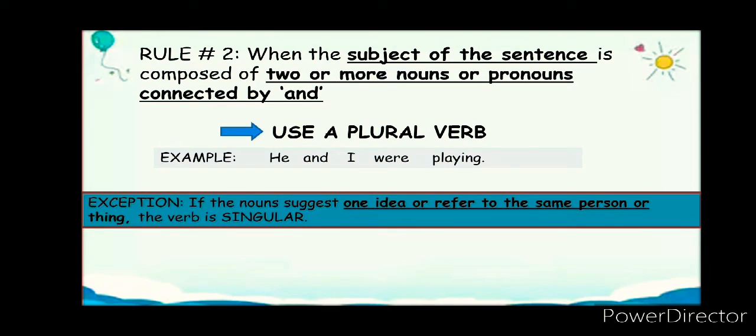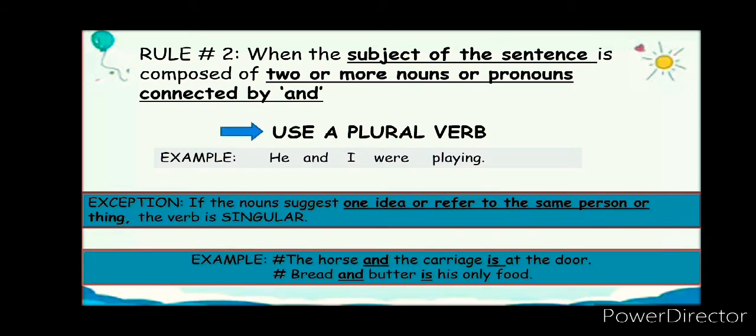Again, my learners should make note of this exception rule. If the nouns suggest one idea or refer to the same person or thing, the verb is singular. For example, the horse and the carriage is at the door. Here, the horse and the carriage are not being taken as separate entities. Instead, it is referring to one vehicle.